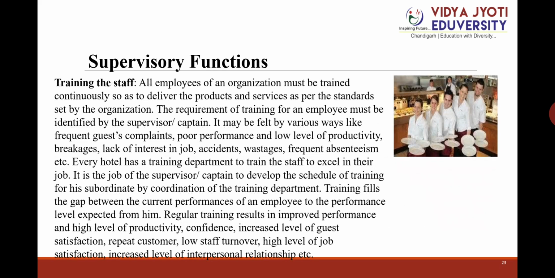Every hotel has a training department to train the staff to excel in their job. It is the job of the supervisor or captain to develop the schedule of training for his subordinates in coordination with the training department. Training fills the gap between the current performance of an employee and the performance level expected from him. Regular training results in improved performance and a high level of productivity, confidence, increased level of guest satisfaction, repeat customers, low staff turnover, high level of job satisfaction, and increased level of interpersonal relationships.